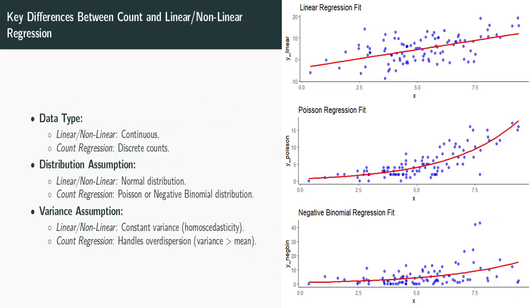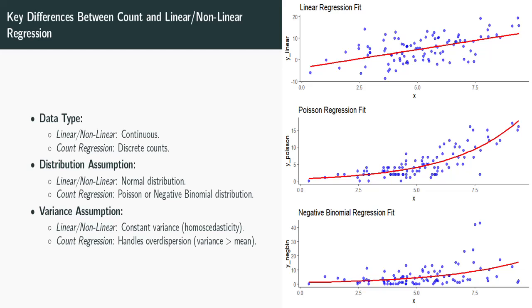Now, let's take a closer look at the key differences between count regression and linear or non-linear regression. Firstly, the data type. In linear or non-linear regression, the response variable is continuous. For example, we might be predicting something like height or weight, where the values can take any number including decimals. In count regression, the response variable is discrete and represents counts. These are whole numbers like the number of accidents, number of hospital admissions, or the number of insects on a plant.